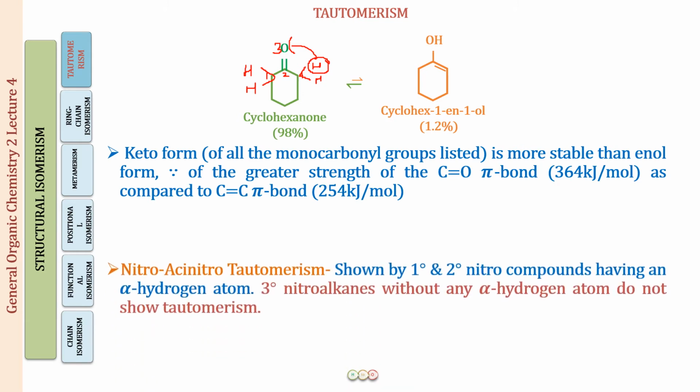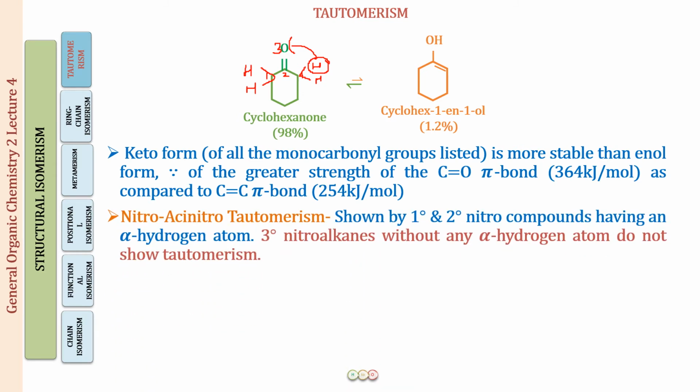Fine. Now, the next type of triad system where you can see a tautomerism of the same type is nitro tautomerism. All right. So this is shown by primary and secondary nitro compounds having an alpha hydrogen, and tertiary nitroalkanes without any alpha hydrogen do not show tautomerism. So you can see over here what is the chief requirement. We have to have 3 polyvalent atoms. Now you can see this nitrogen. This can be any atom, I told you. This is my atom number 3, this oxygen, and this is my atom number 1.